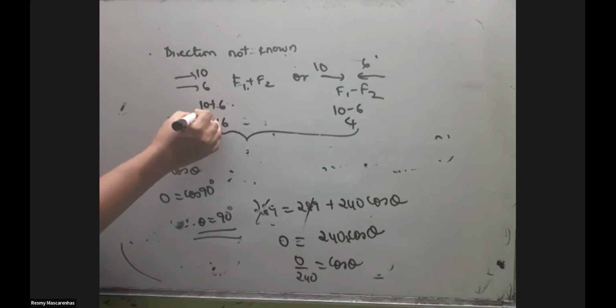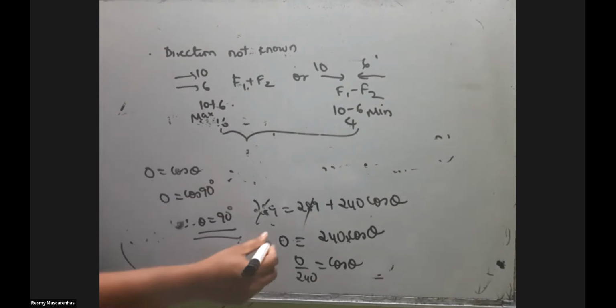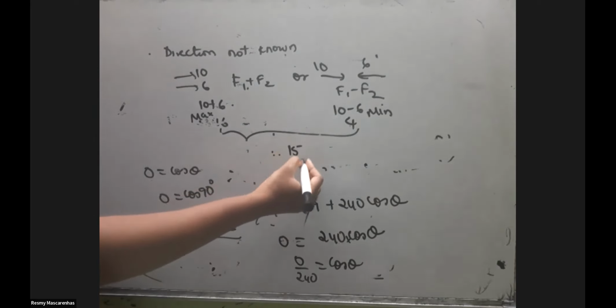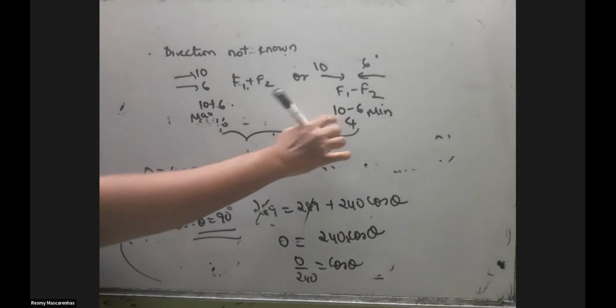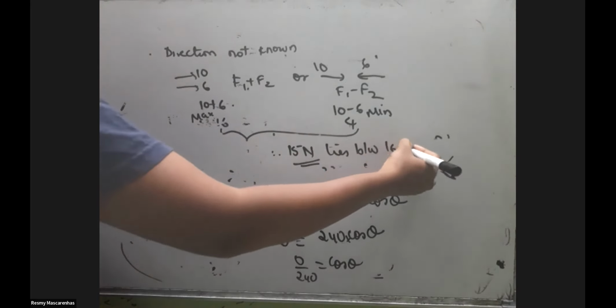This could be the maximum, this could be the minimum resultant force. So therefore 15 Newton is a number which lies between 16 and 4.